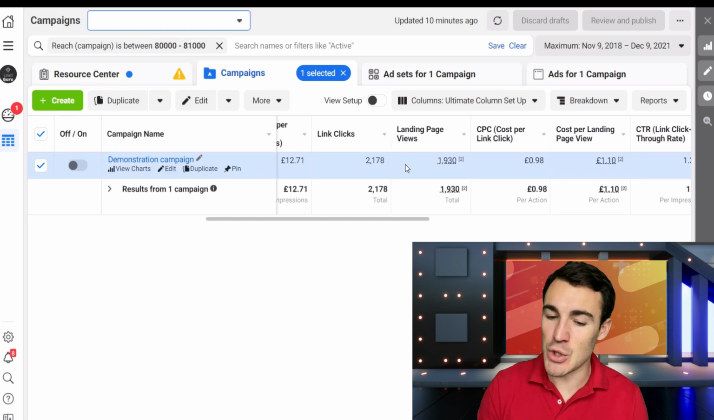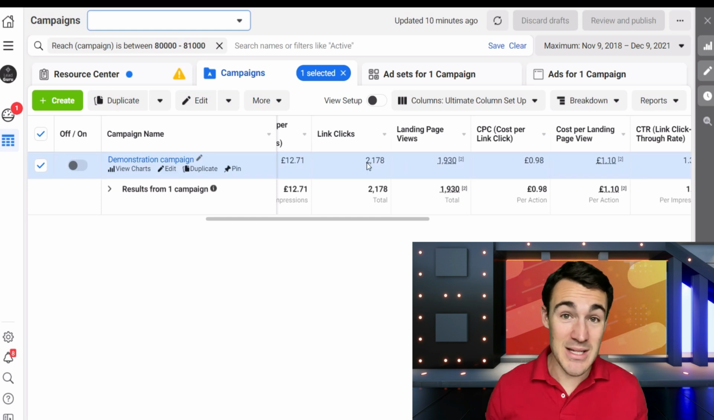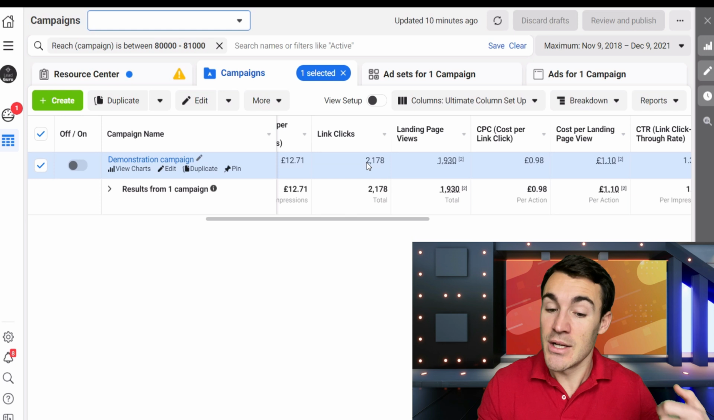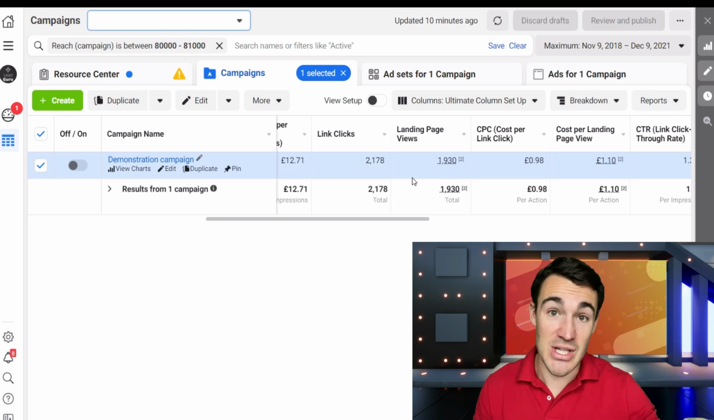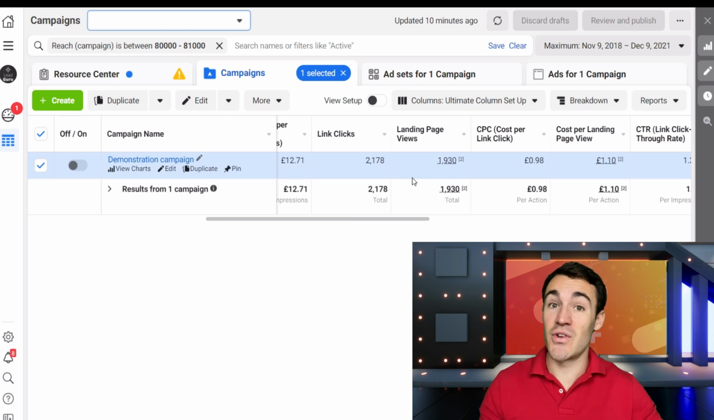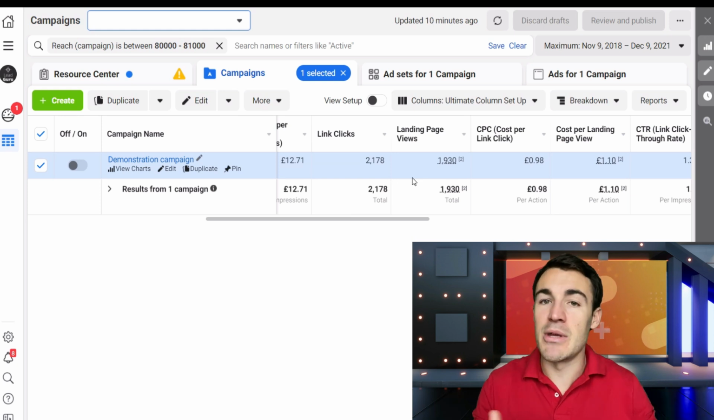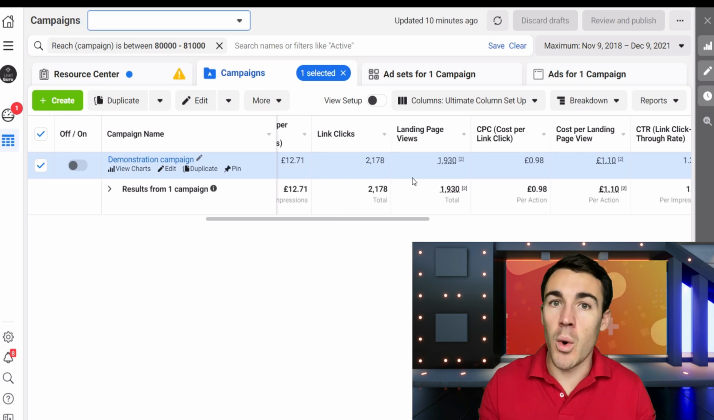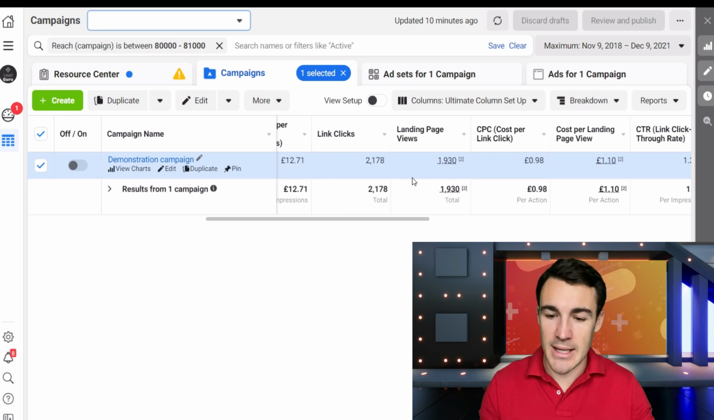Okay. Another issue could be that if you're advertising on things like the Audience Network, you're getting a lot of accidental clicks. So people are accidentally clicking on your ad, that registers a link click. But if they don't wait for the landing page to load, they won't register as a landing page view. And if that happens, again, maybe you want to remove some of the lower quality placements like the Audience Network and things like that. Okay.